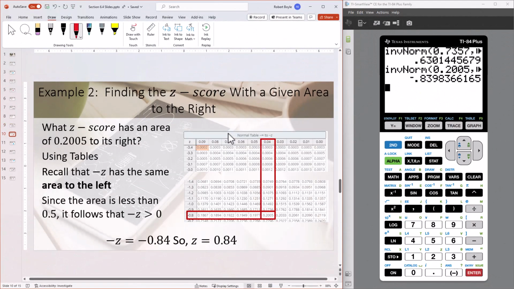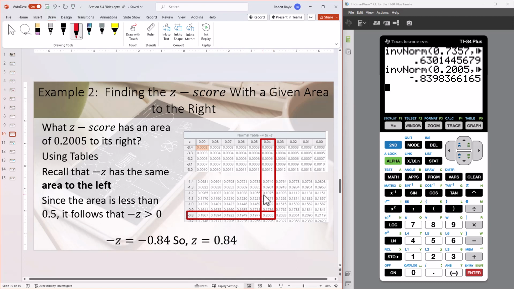Okay, well, what about if you're using Hawk's tables? Well, if you're using Hawk's tables, remember, the tables only give you the area to the left as well. So what you would need to do is find that value. Go to the appropriate table, and since the area happens to be less than 0.5, that means your z is going to be negative. So you want to use the table negative infinity to negative z.